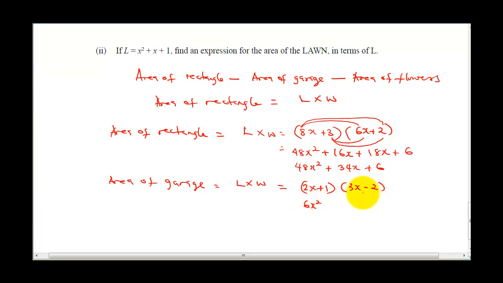2x times minus 2 is going to give us minus 4x. We multiply this, and we also multiply that. So now we use 1 to multiply this, and we also use 1 to multiply this. So plus 1 times 3x is going to give us plus 3x, and we have plus 1 times minus 2 to give us minus 2. So this is going to give us 6x squared minus 4x plus 3x, which gives us negative x minus 2.